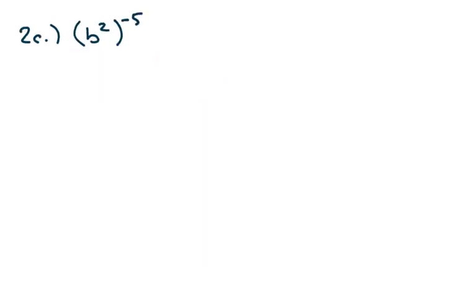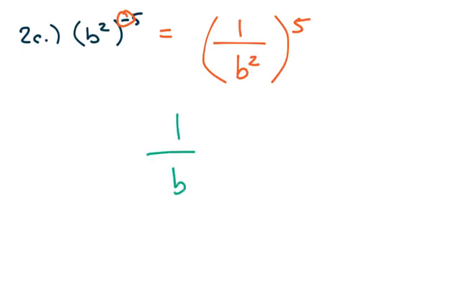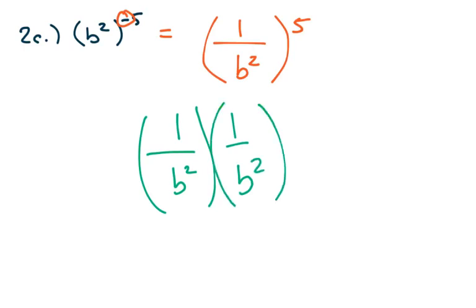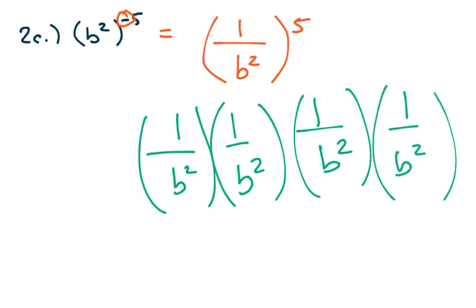Let's go on to 2C. Okay, so we said that the negative means reciprocal, so this means that this is the same thing as 1/b squared to the 5th. Now, when we raise something to the 5th, I could write this out as 1/b squared 5 times, which I'll go ahead and do to explain what I'm saying. Wrote it a little too big, so I'll put the last one here.